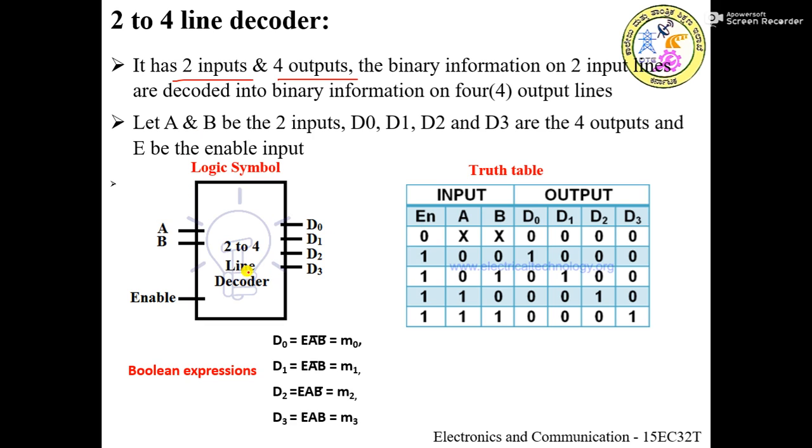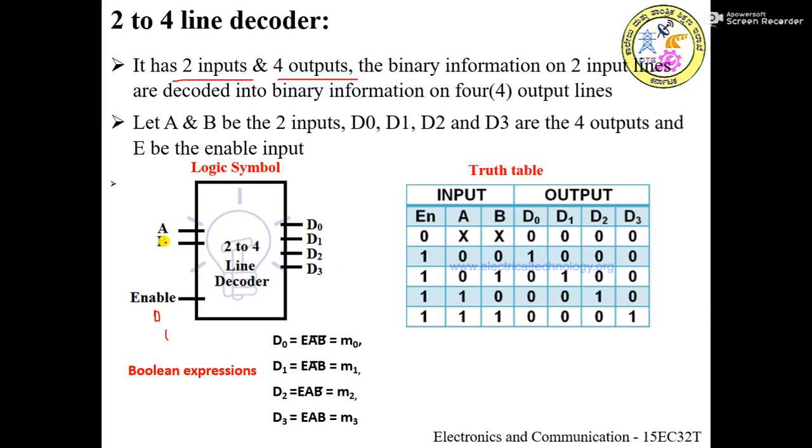If you see the operation, whenever enable is equal to 0, irrespective of the content on A and B, none of the output lines will be activated, meaning all will remain 0. If the enable pin is high, then according to the binary information on the input lines A and B, only one among the 2 to the power of n output lines will be activated and it is made 1. The rest of the output lines which are not activated will remain 0.